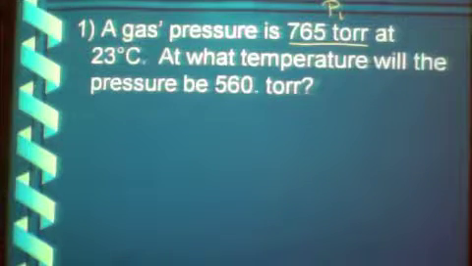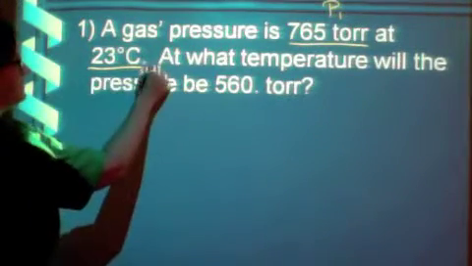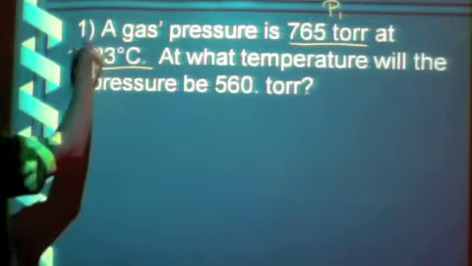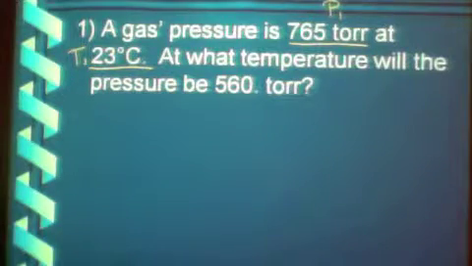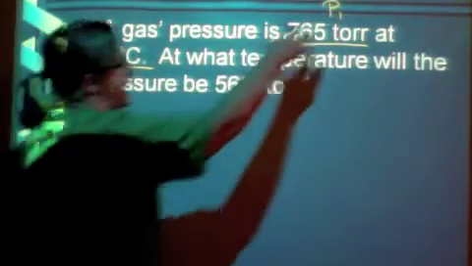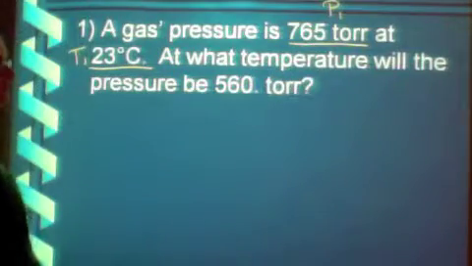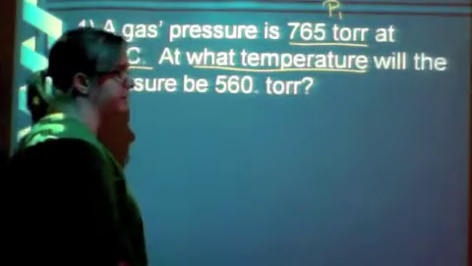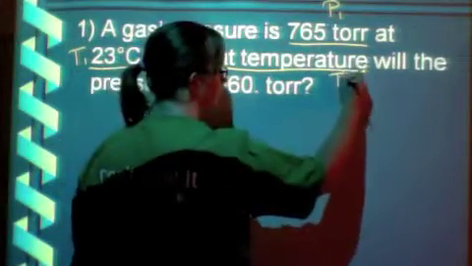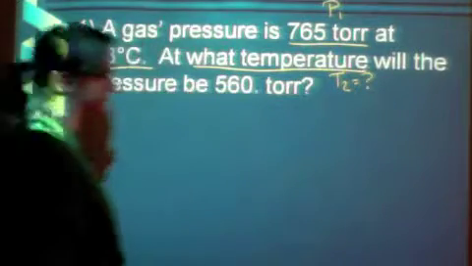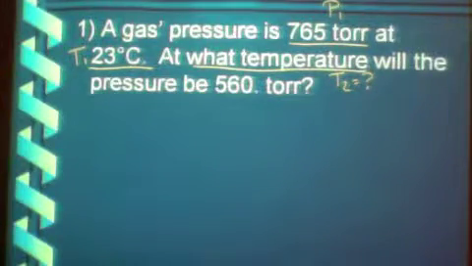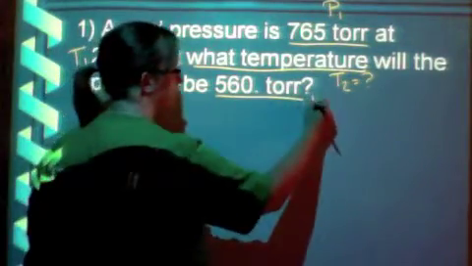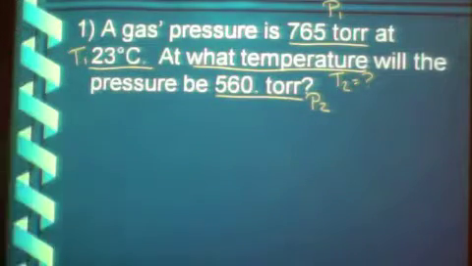Now, at that P1, we know it's at 23 degrees Celsius. What does degrees Celsius tell you? That tells you a temperature. So that's going to be our T1, because this is the temperature at this pressure. So they're together. Then, at what temperature? So there's our question piece. It's asking for temperature. So we're looking for T2. Will the pressure be 560 torrs? So this is our P2.